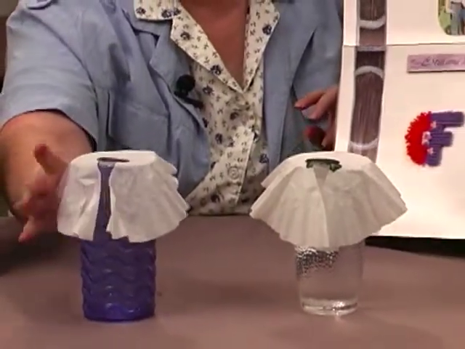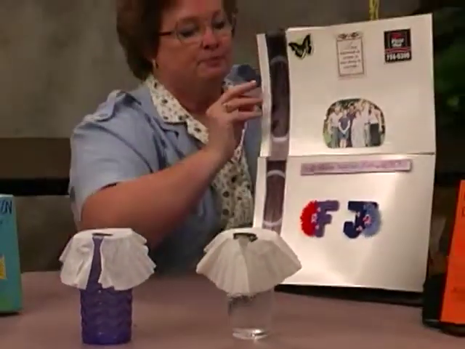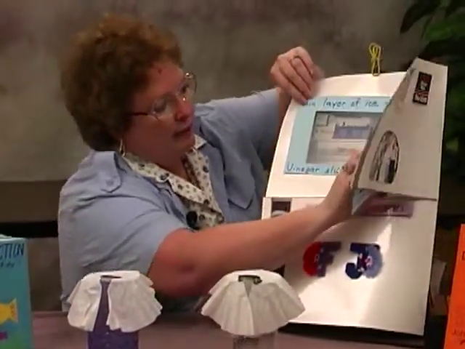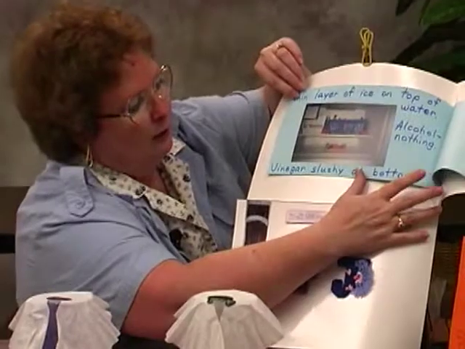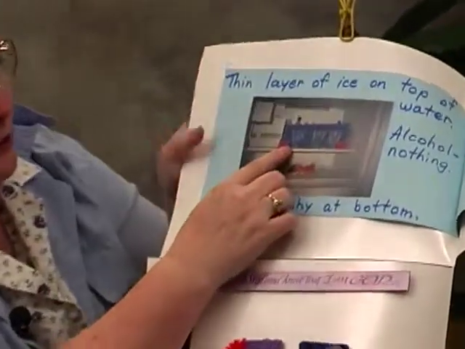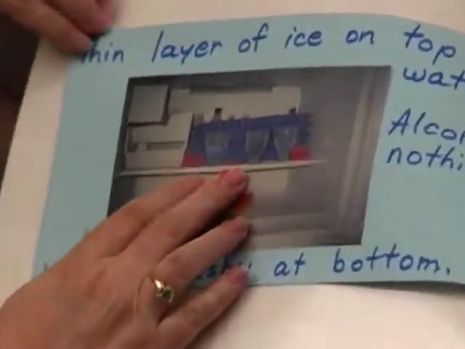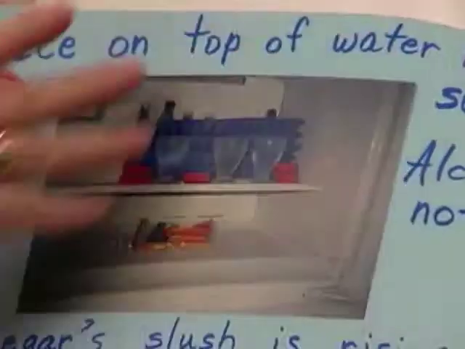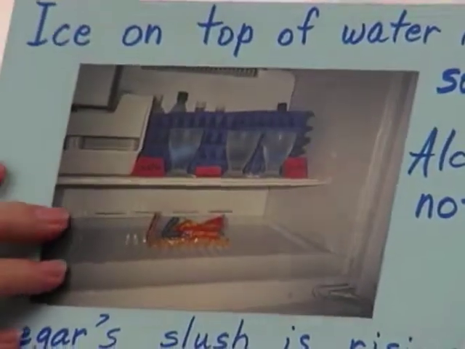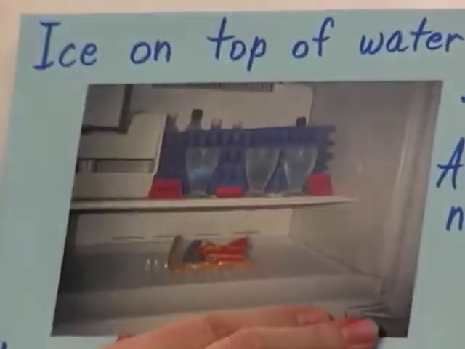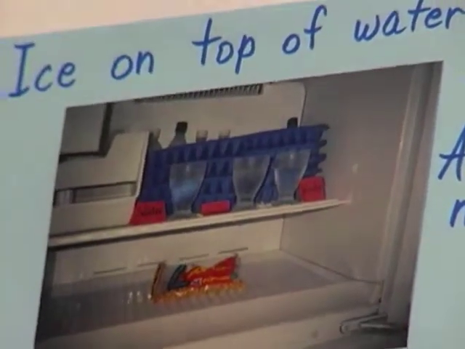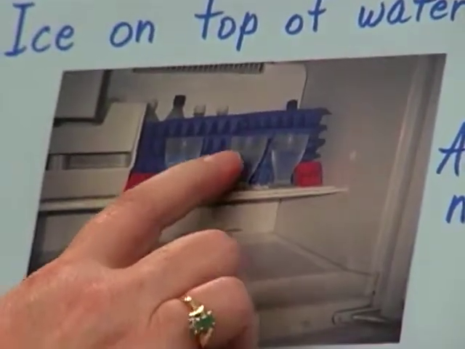Let's go back and check our freezing liquids again. We have a thin layer of ice on the top of the water. The vinegar is slushy at the bottom. The next time I checked it, there was distinctly ice on the top of the water. It's more solid. Nothing with the alcohol, and the vinegar's slush was rising up through the whole glass.